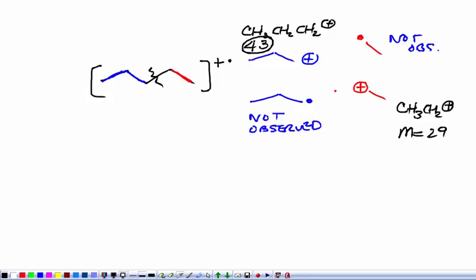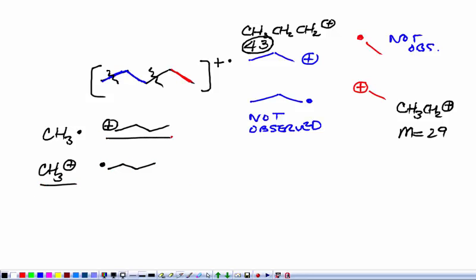Now you could say, well, couldn't you just break off a methyl group here? Couldn't I come here and just break off a methyl? Well, I could, and my 2 choices would be that I could either form a methyl radical or a methyl carbocation. The methyl carbocation is what I would observe. If I broke this bond, then I would end up with a 1, 2, 3, 4 carbon, the butyl carbocation, or down here I would end up with the butyl radical. Again, I'm not going to observe either of the radicals. I'm only going to observe this and that.